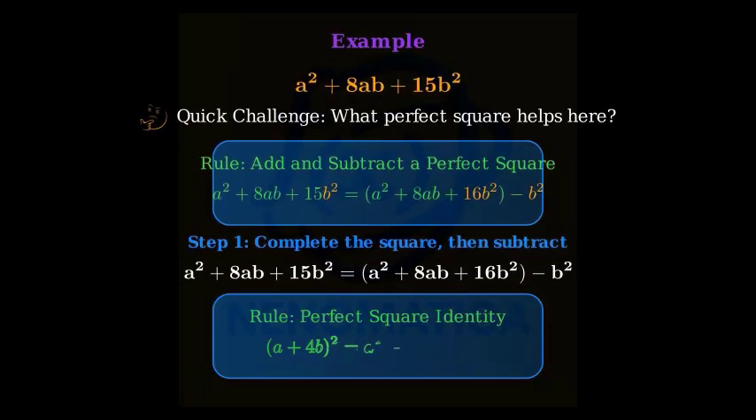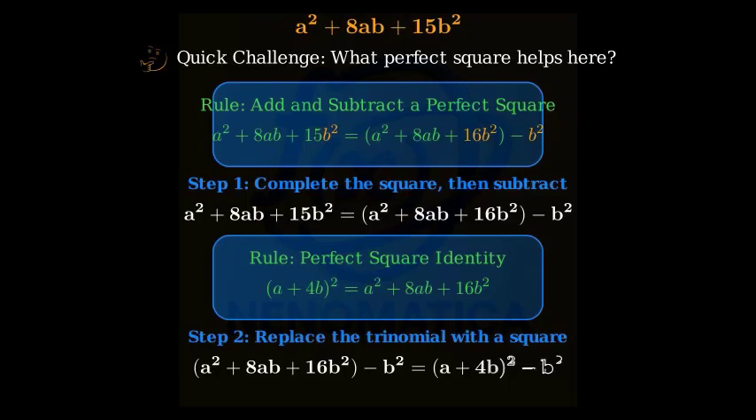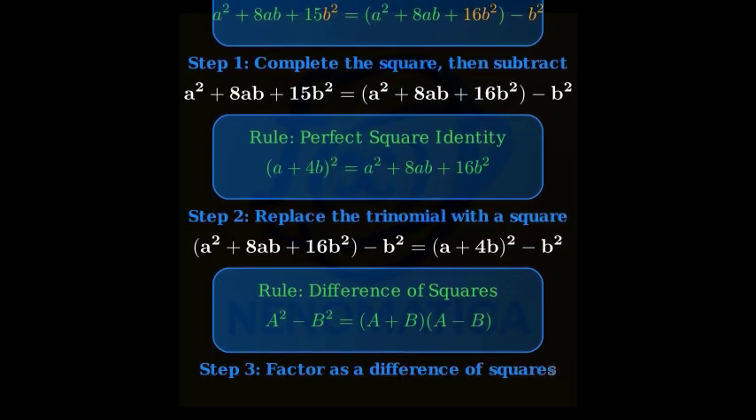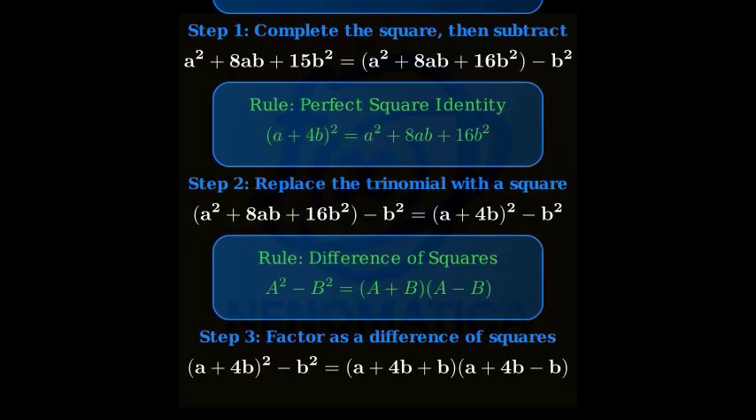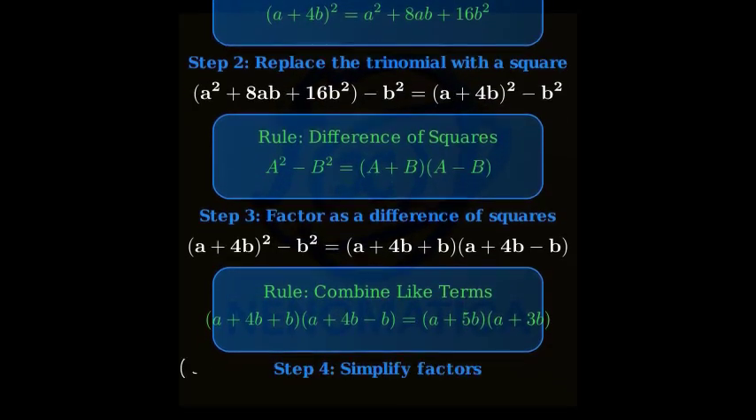Step 2. We recognize a plus 4b all squared for the first part. Step 3. Apply the difference of squares rule. A squared minus b squared equals a plus b times a minus b. Step 4. Combine like terms inside each factor to finish.